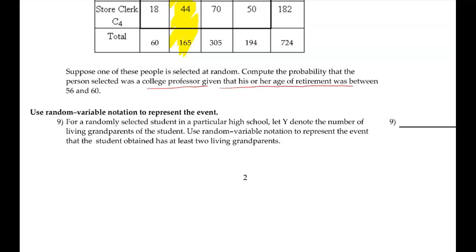Okay, for this one, we're just using notation. You don't really need to do anything but set it up correctly. Let Y denote the number of living grandparents of the student. Use a random variable notation to represent the event that the student has at least 2. At least 2. So, using notation, it's probability that Y, all right, at least means it could be 2 or could be greater than. That is your answer. You know, sometimes it's between 1 and 2, and you got to use a larger inequality. But that's all you had to do for that problem.